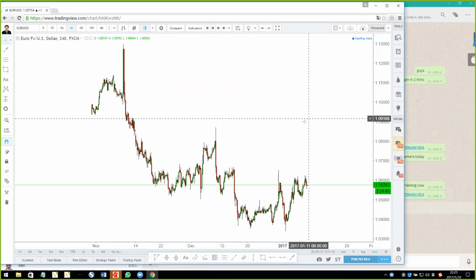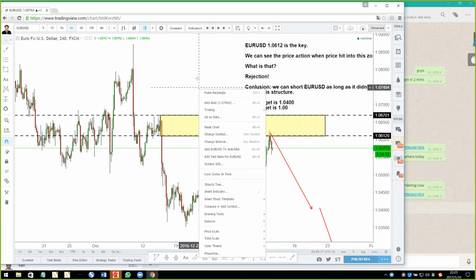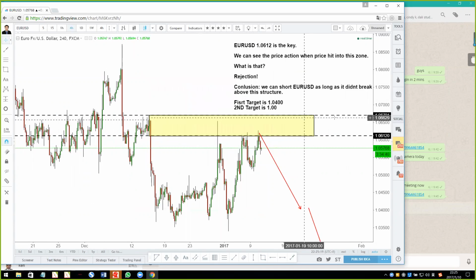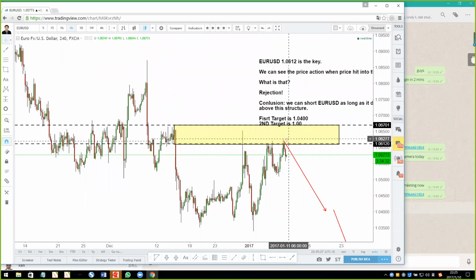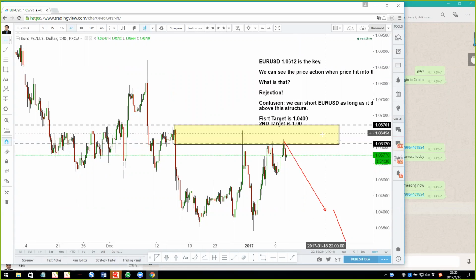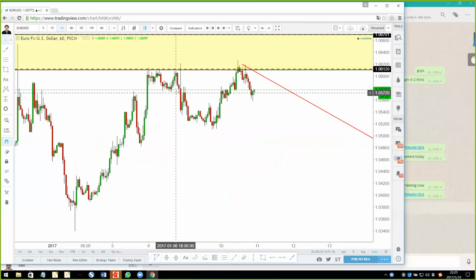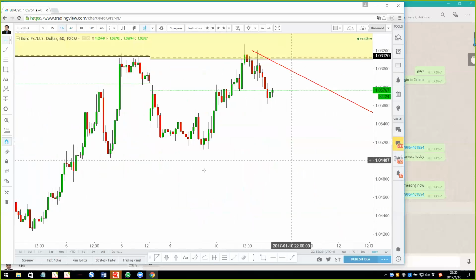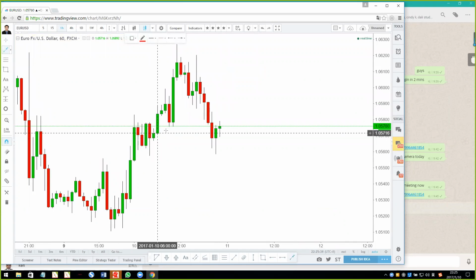Euro. I just published an idea in TradingView. I say euro dollar 1.020612 is very important because this structure is very strong. So as long as the euro is below this structure, we can short. Find a small time frame to short. Here, what do we have? We have a 2618 trade.